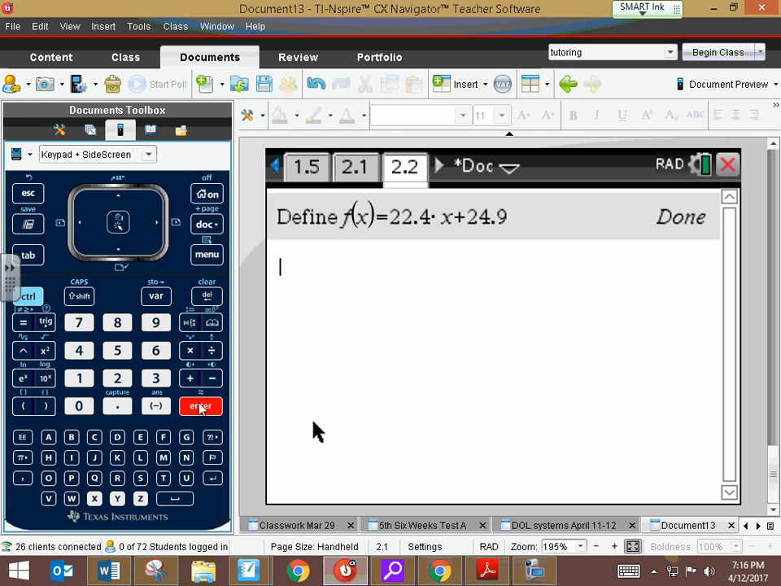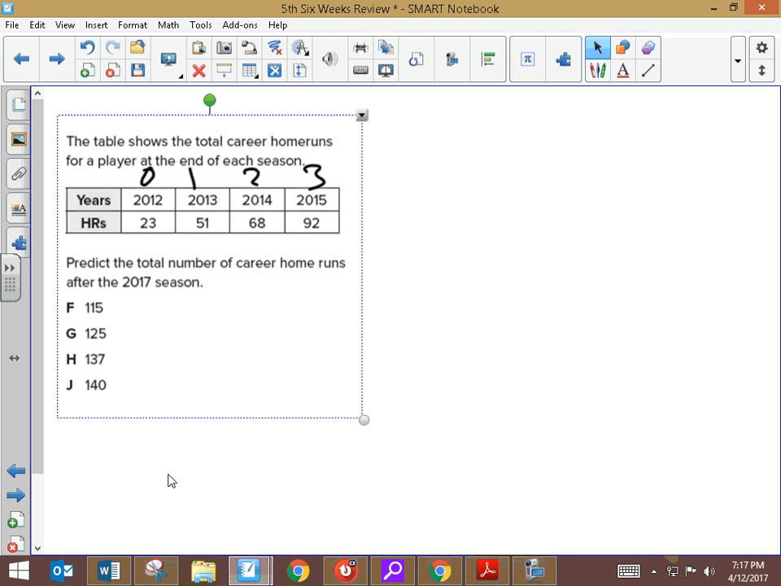And we want to predict the total number of career home runs after the 2017 season. So that's going to be year 0, 1, 2, 3, 4, 5. So that's 5 years. So I'm going to press f of 5 because that'd be the 2018 season. I get that, and if I look at my choices, it looks like which one is closest to 136. It looks like H is my choice and my prediction.